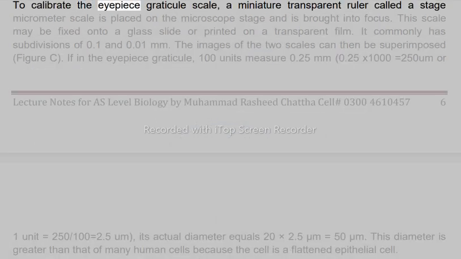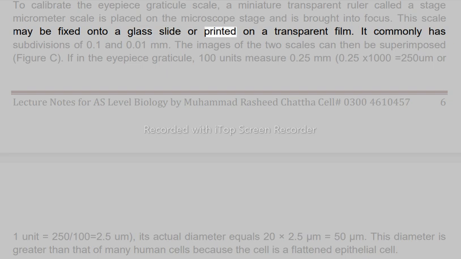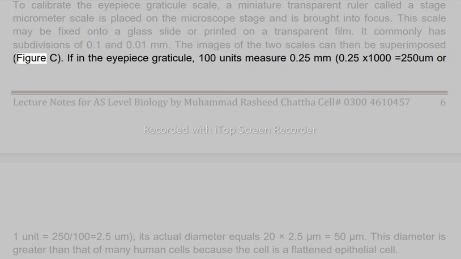To calibrate the eyepiece graticule scale, a miniature transparent ruler called a stage micrometer scale is placed on the microscope stage and is brought into focus. This scale may be fixed onto a glass slide or printed on a transparent film. It commonly has subdivisions of 0.1 and 0.01 millimeters. The images of the 2 scales can then be superimposed, figure C. If in the eyepiece graticule, 100 units measure 0.25 millimeters, 0.25 × 1000 equals 250 μm.